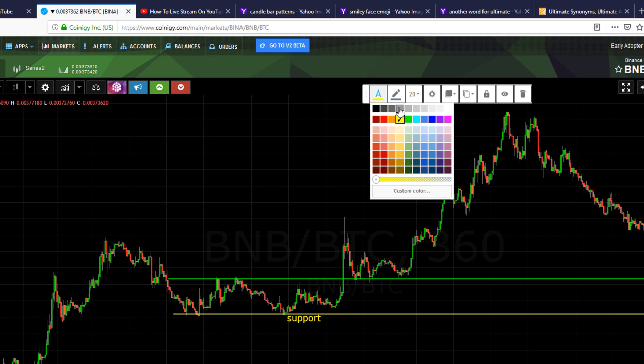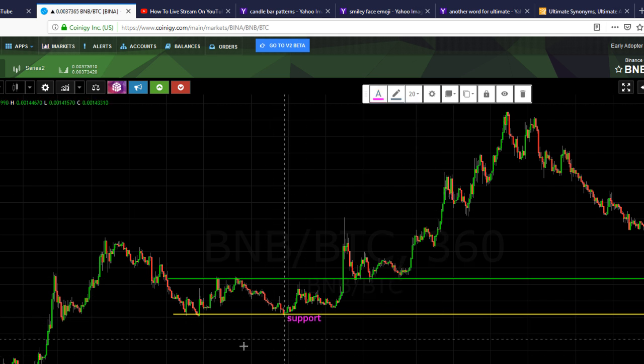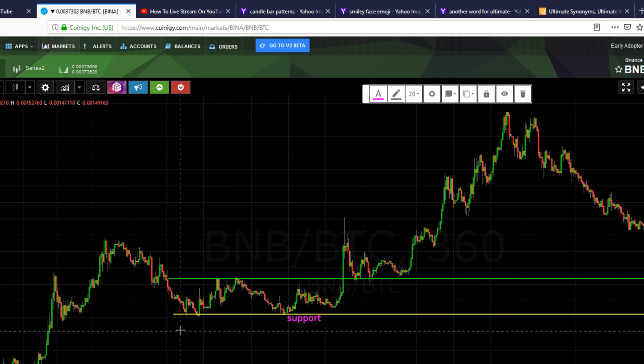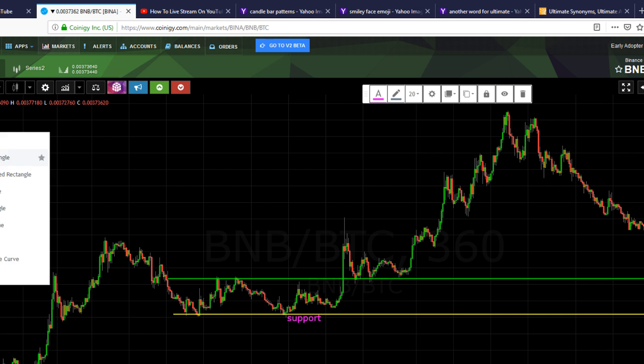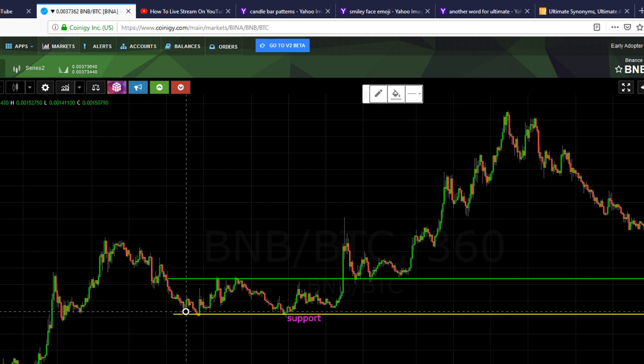Let me make this gray. Let me make it like this lavender color, okay? So this yellow line is support, right? And we had support tested a few times here. We had it tested right here.